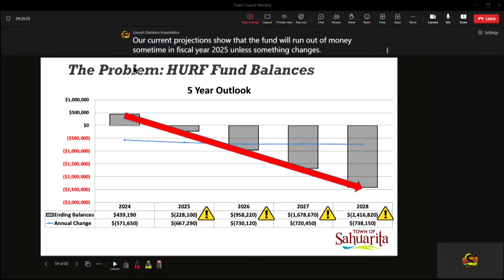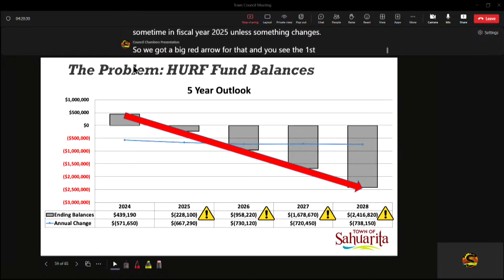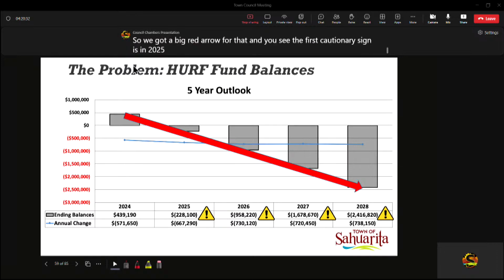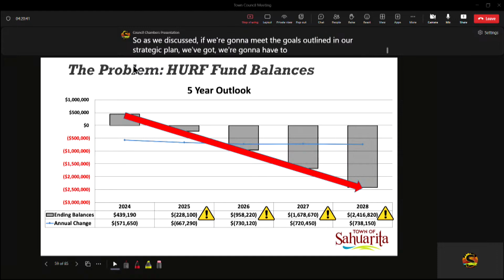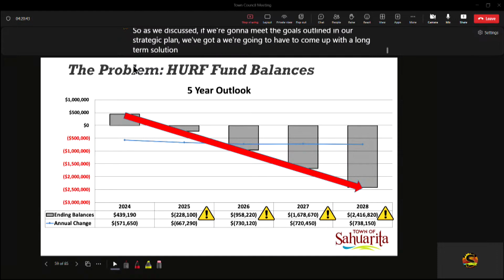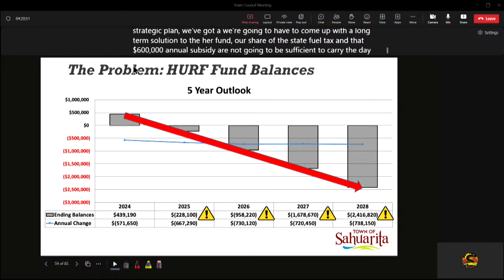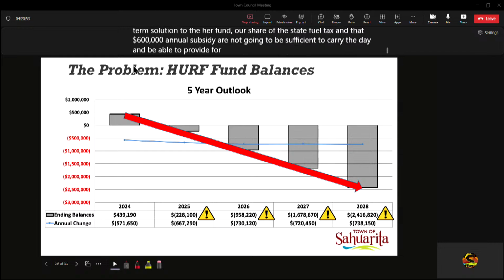So we got a big red arrow for that. And you see the first cautionary sign is in 2025 where fund balances go deficit. So as we discussed, if we're going to meet the goals outlined in our strategic plan, we're going to have to come up with a long-term solution to the HURF fund. Our share of the state fuel tax and that $600,000 annual subsidy are not going to be sufficient to carry the day and be able to provide for the services that are paid for out of the HURF fund.